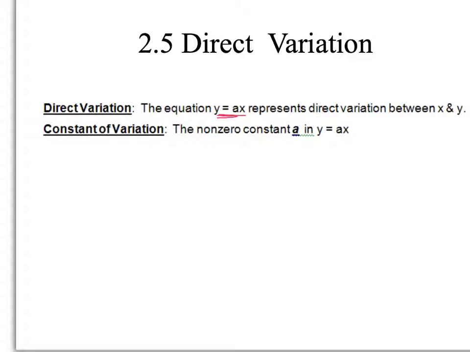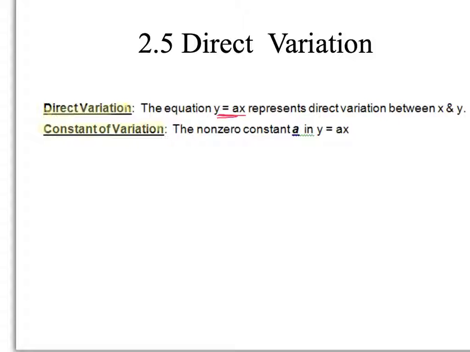All right, so again, that's going to be a couple of important terms that you're going to want to know. Let me get my highlighter out here. So you'll want to know direct variation. Ooh, man, that didn't work out right. Let's try that again. Got to change my opacity. Okay, so you're going to want to know direct variation and you're going to want to know constant of variation.